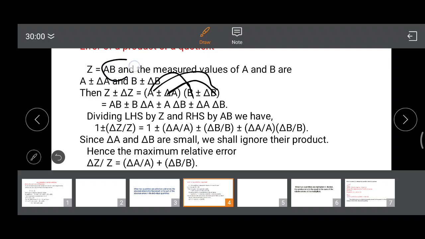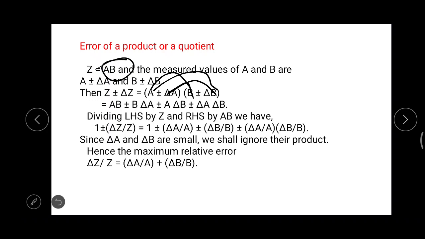So you know that here z is equal to ab. So instead of dividing the right hand side with z, you are dividing all the terms on the right hand side with ab. The first one, ab by ab, will be 1, and then b delta a by ab will be equal to delta a by a, and a delta b by ab will be equal to delta b by b, then delta a by a and delta b by b. Here delta a into delta b by ab, that is delta a by a times delta b by b, will be a very negligible value.